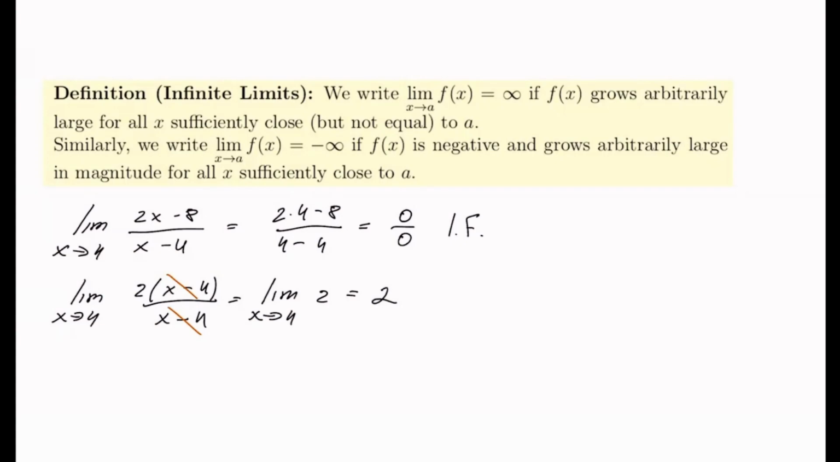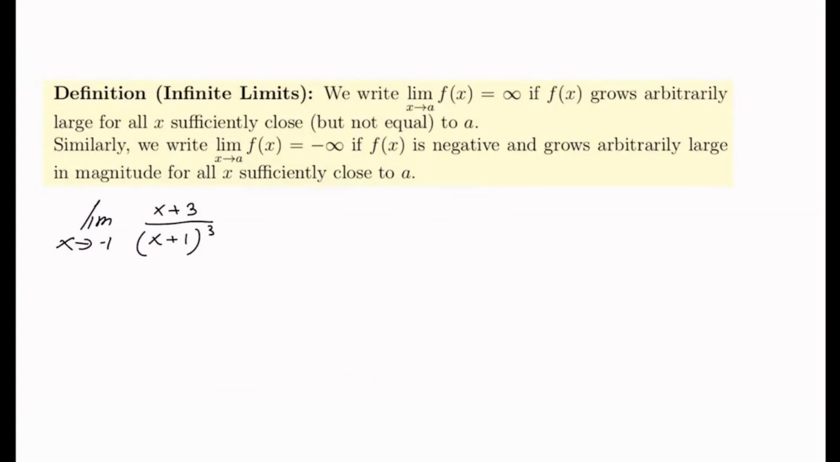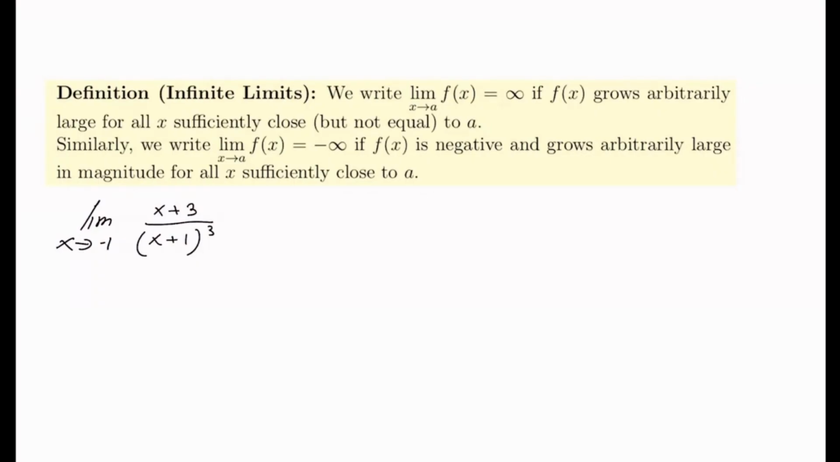So let me look at another example. Limit of (x + 3)/(x + 1)^3 as x approaches -1. This time the denominator is cubed, not squared, which changes everything. So for this limit, we will be looking at the left and right side. Limit of my function as x approaches -1 from the left side, and limit of my function as x approaches -1 from the right side.